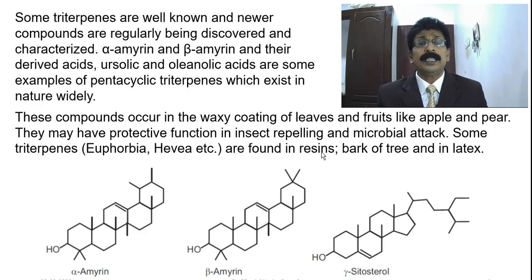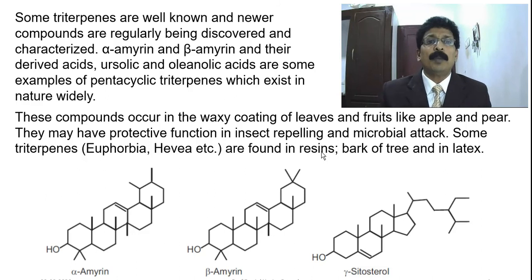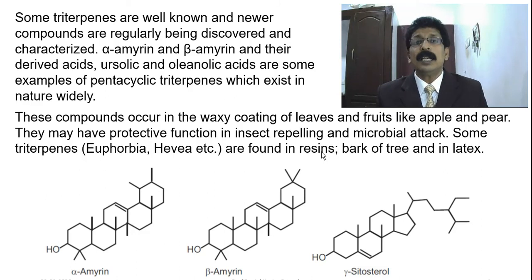Some triterpenes are well known and newer compounds are regularly being discovered and characterized. Alpha amyrin and beta amyrin and their derived acids, ursolic and oleanolic acid, are some examples of pentacyclic triterpenes which exist in nature widely.